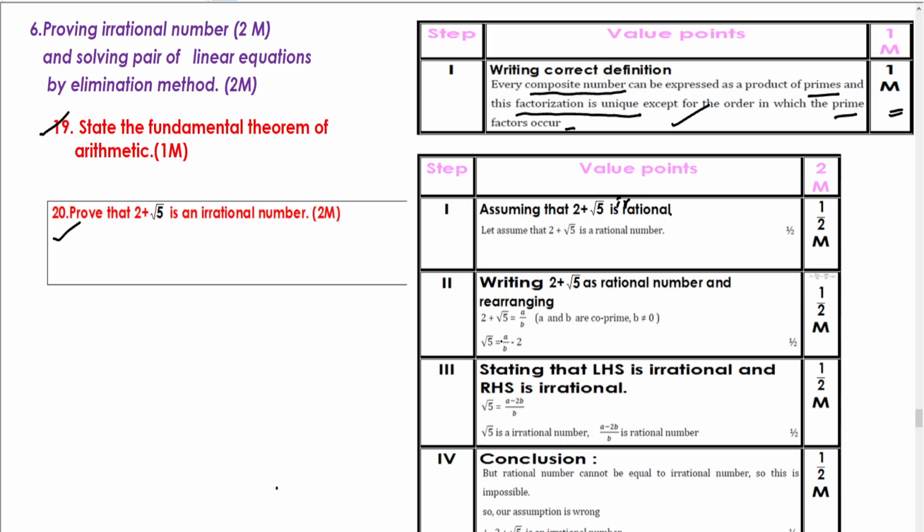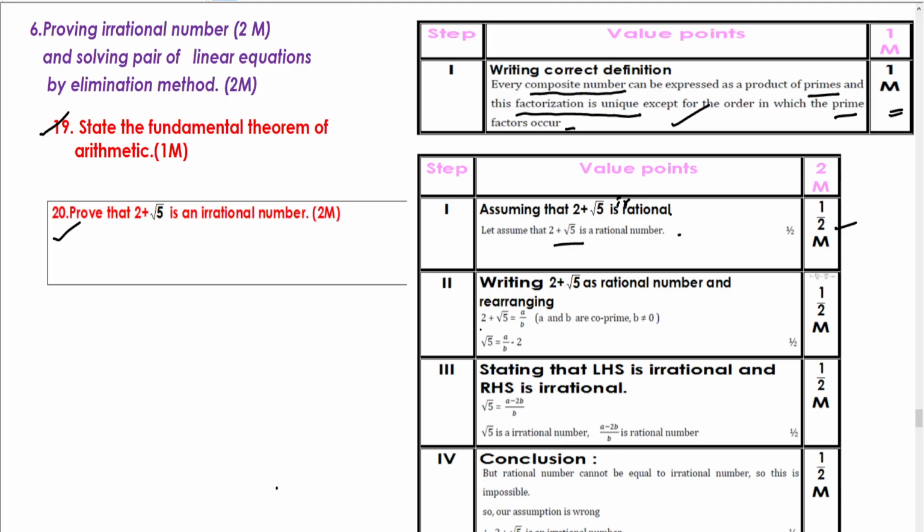First step is let us assume that 2 plus root 5 is a rational number. For this you will get half mark. Such proofs are called contradictory proofs. In geometry we are using it. Then write 2 plus root 5 as a rational number and rearrange it.